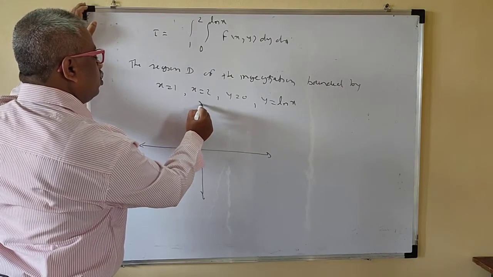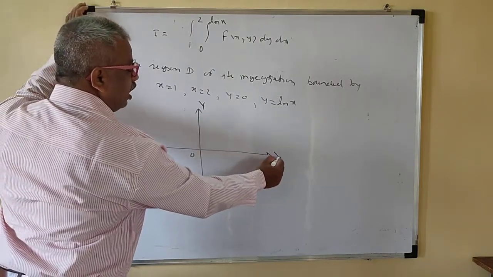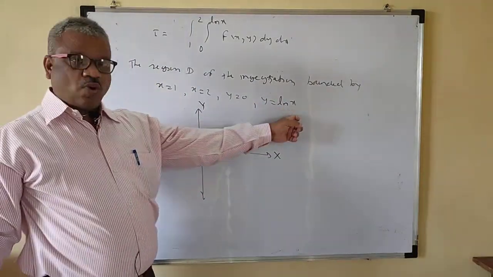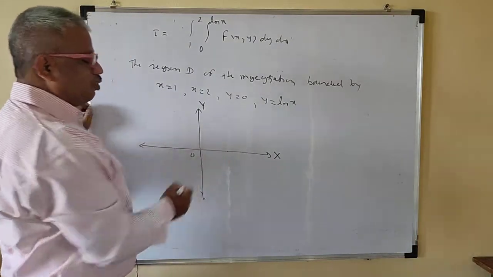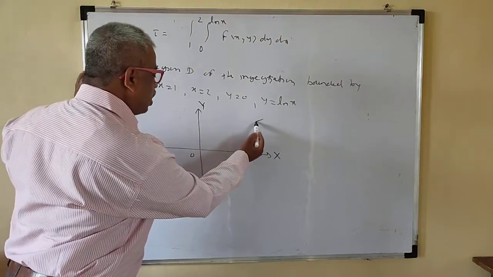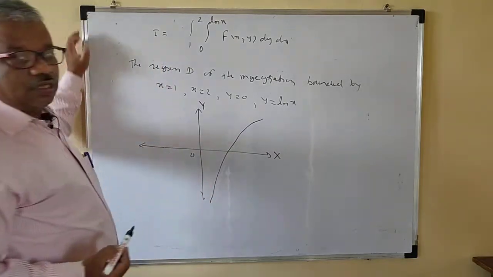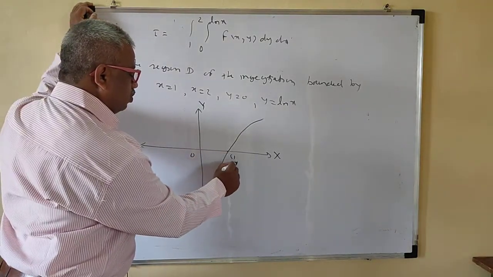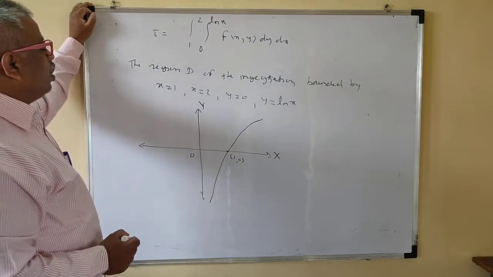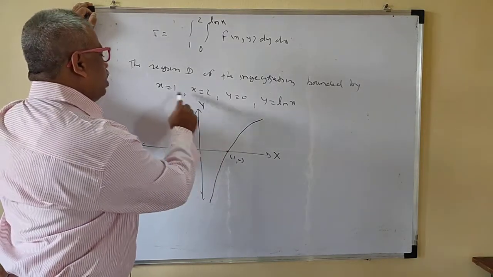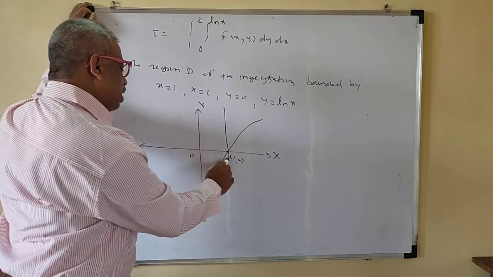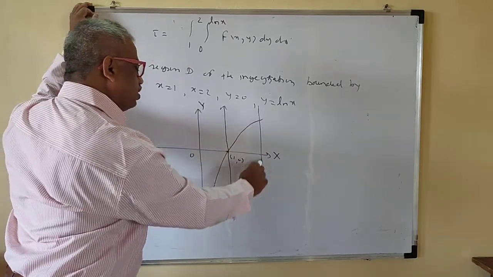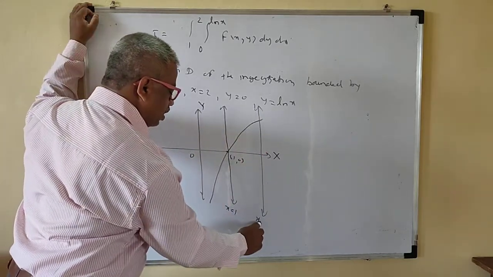This is the y-axis and this is the x-axis. First we will draw y is equal to ln x. You know that log 1 is 0. That means when x is 1, it will be 0. So the graph will be like this. It is passing through 1, so this point is 1, 0. This is very important, point 1, 0. Now we will draw the line x is equal to 1. This is passing through this. This is x is equal to 1. Then x is equal to 2. This will be x is equal to 2.